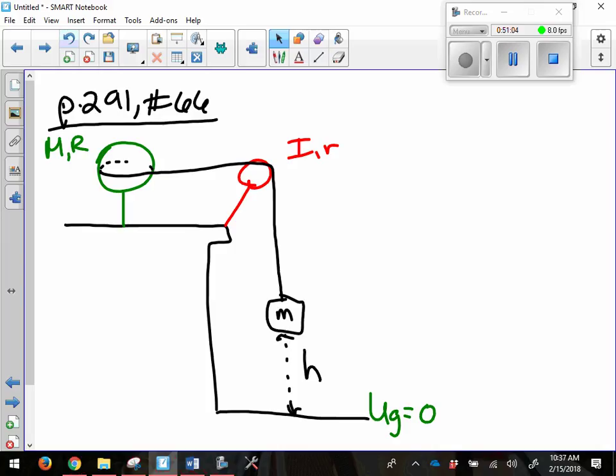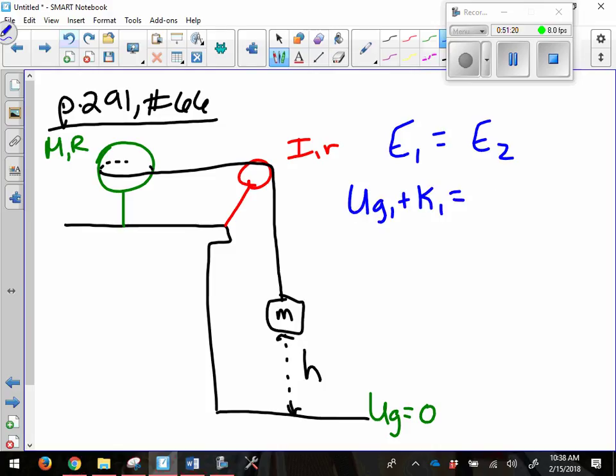Okay, you with me? All right, so like Maddie said, the energy is going to be conserved. And I've only got gravitational potential energy and kinetic energy in this problem.